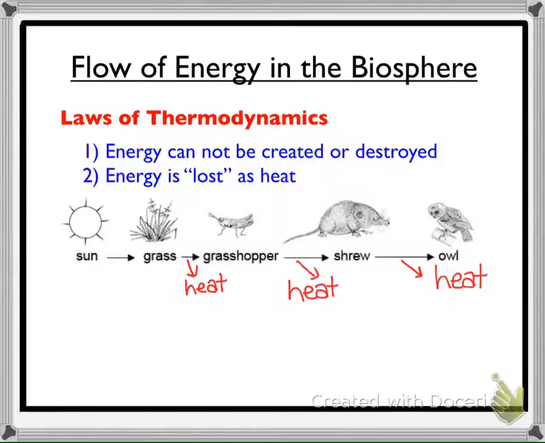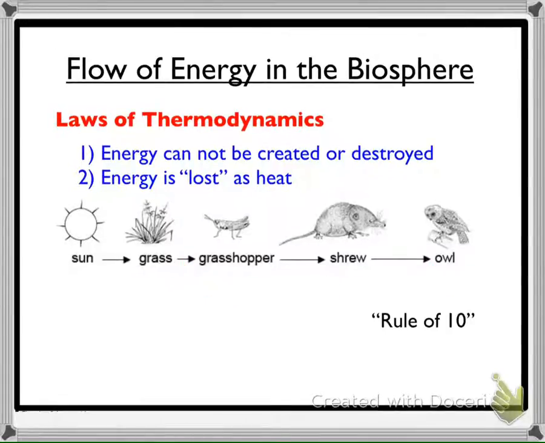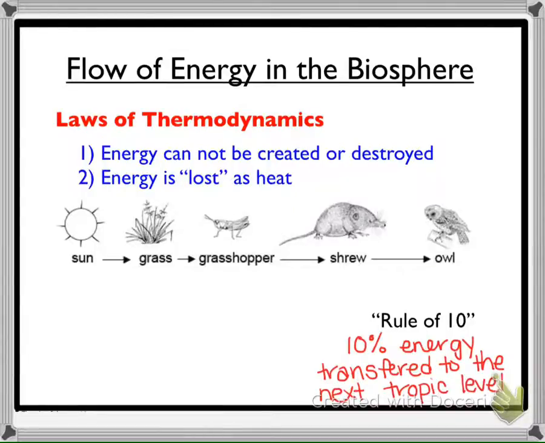How much energy is lost as heat as opposed to how much is actually used by the next trophic level? Well, results vary depending on exactly which food chain and which organisms we're talking about, but in general, we can use the rule of 10. The rule of 10 states that approximately 10% of the energy transferred to the next trophic level is actually used. The other 90% of the energy is lost as heat. So let's look at 100% of the energy that's present in all of the grass in this ecosystem. Only 10% of that energy will be used by the grasshoppers. Then, the shrews get only 10% of the energy that the grasshoppers have.